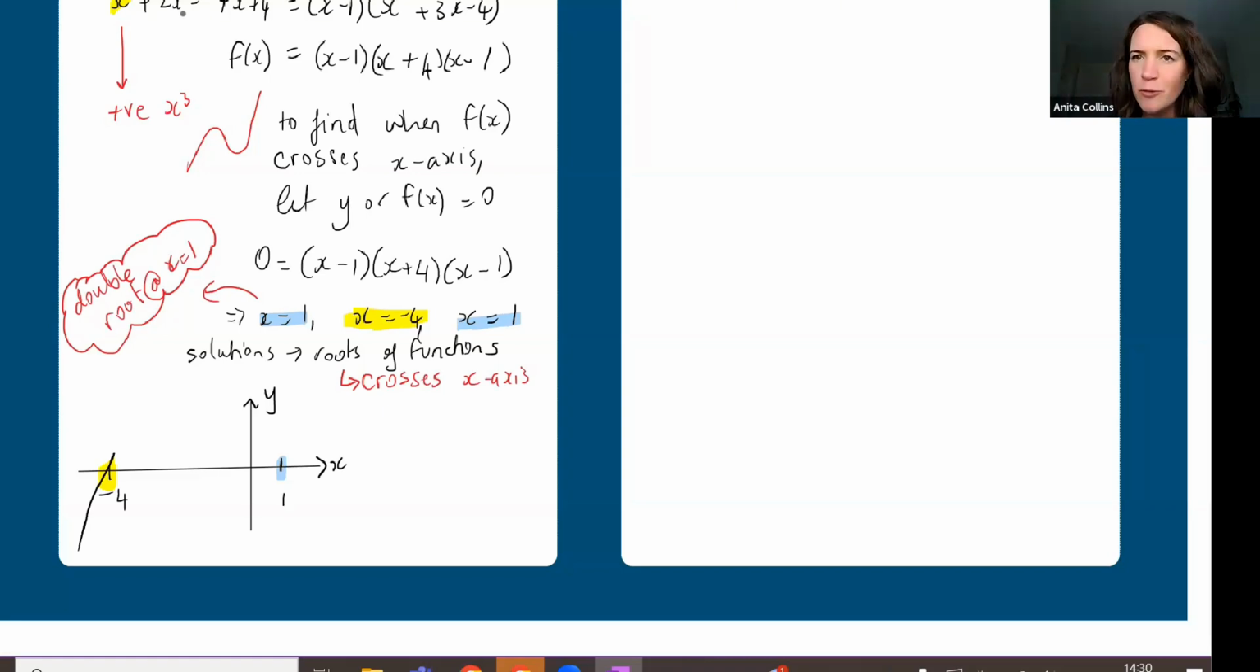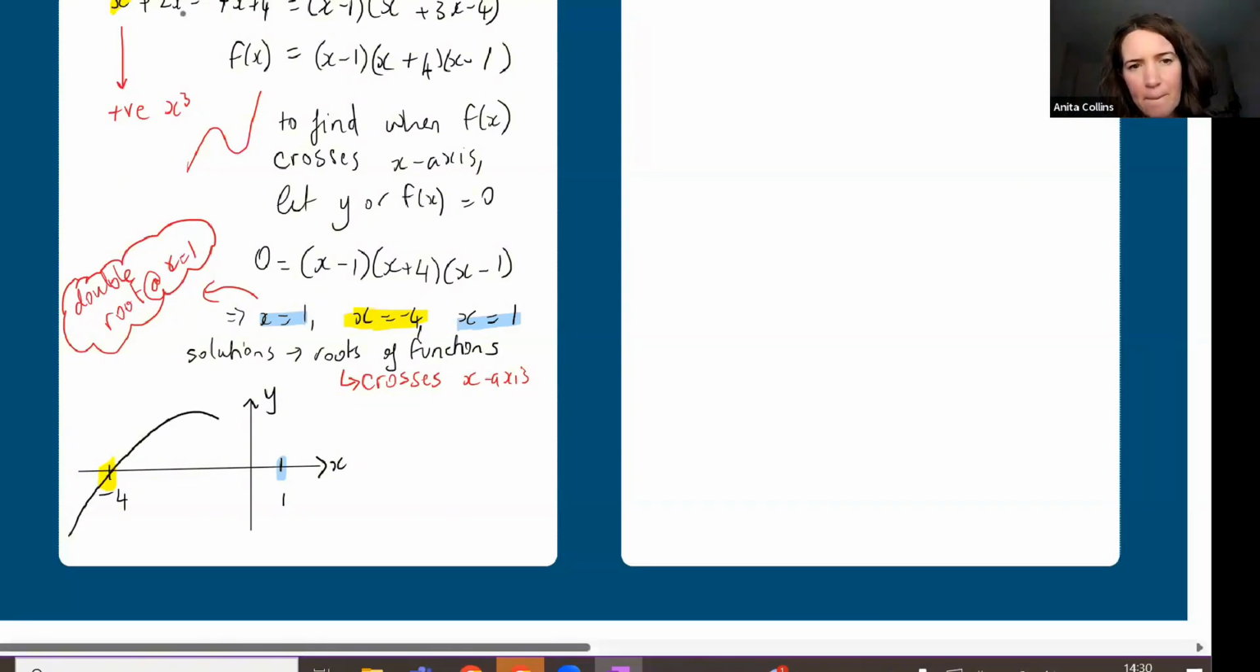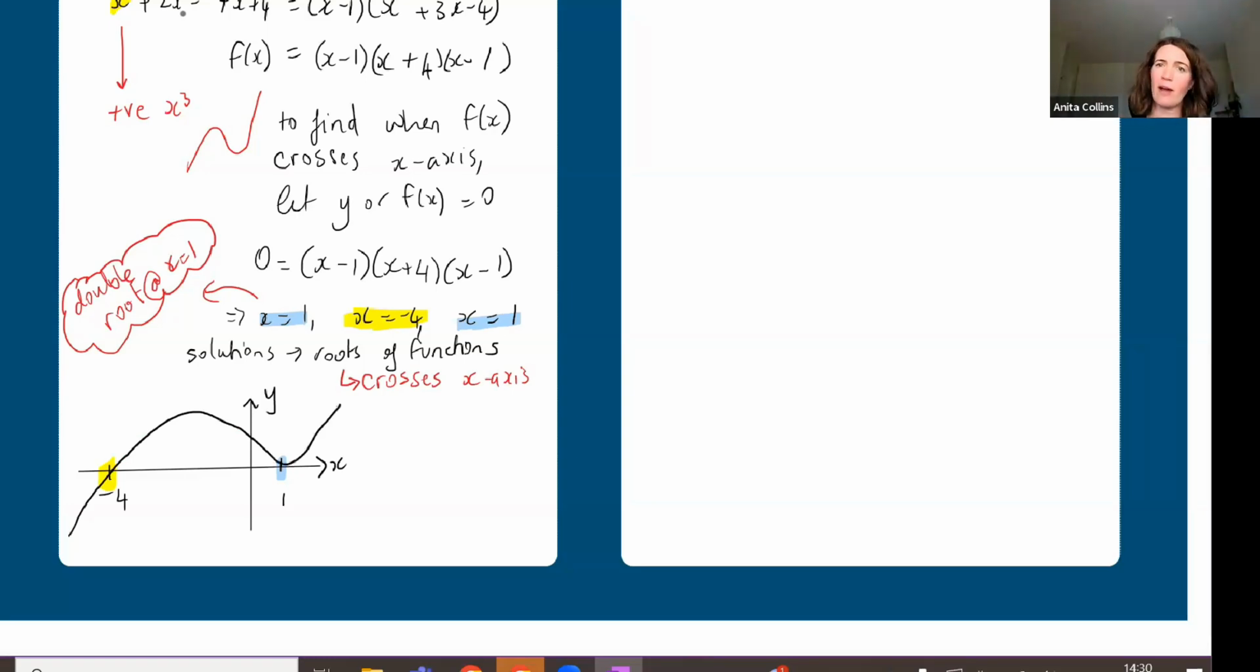Now, having a double root means it doesn't pass through 1. It kind of bounces off it. Let me tidy that up a little bit. So I think it's going to look something like it's going to bounce off 1 and come back up again. That's what my graph looks like.